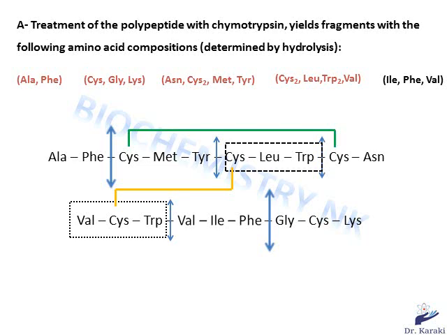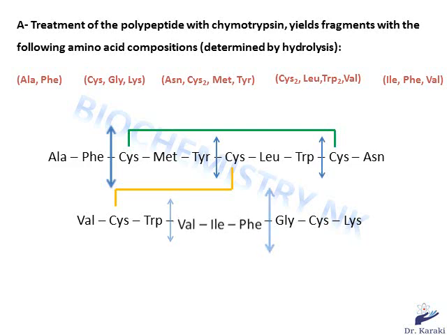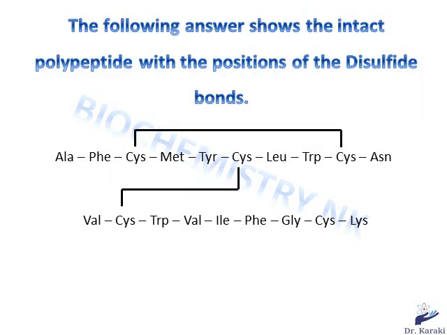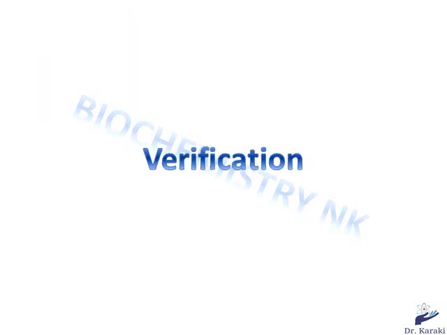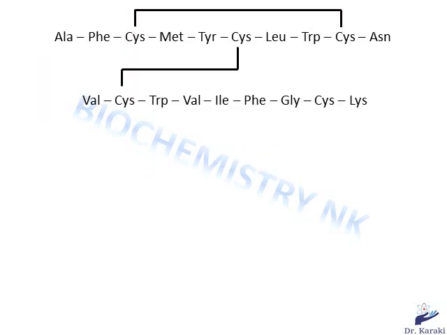The last fragment is isoleucine, phenylalanine, valine. When chymotrypsin cleaves after tryptophan and phenylalanine, this fragment is normally released. Now let's verify if our work is correct.